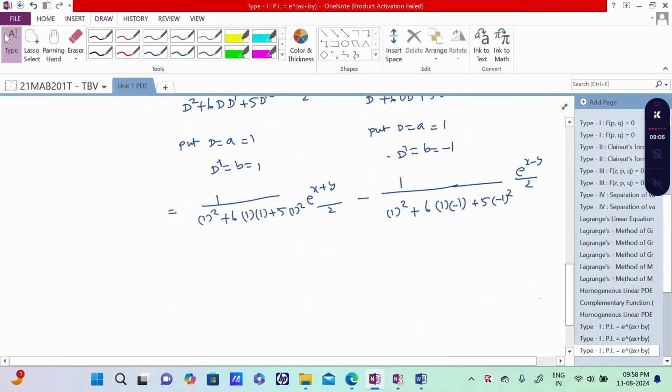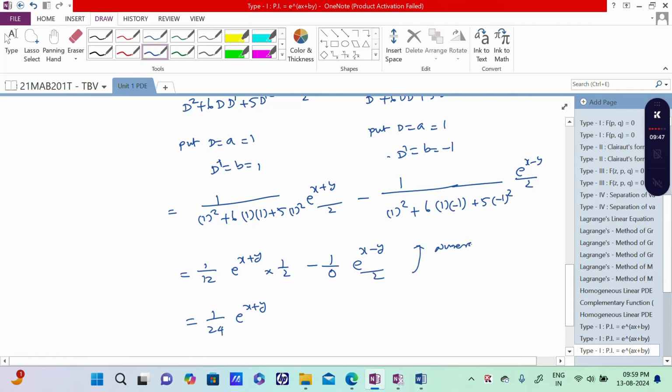In this case, 6 and 5 plus 1 is 12, so 1 divided by 12 e power x plus y into 1 by 2. This is 1 by 24 e power x plus y. And then for this term, 1 minus 6 plus 5, so 6 minus 6 is 0, e power x minus y by 2. I mentioned that when it becomes 0, you just move on to the previous step.